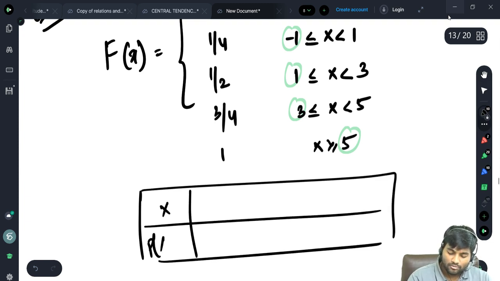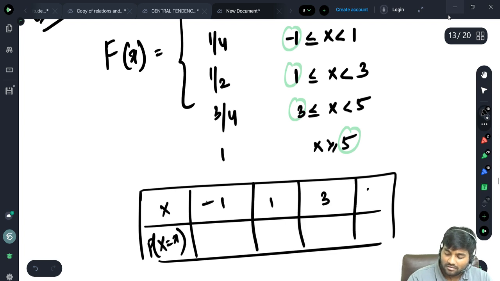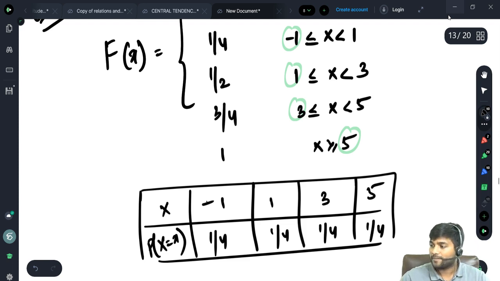X, probability capital X is small x. Minus 1, 1, 3, 5. So it is 1/4, 1/4, 1/4, 1/4. Okay.